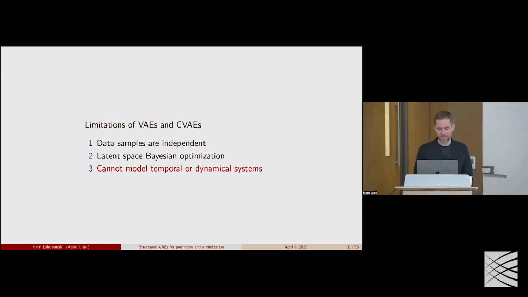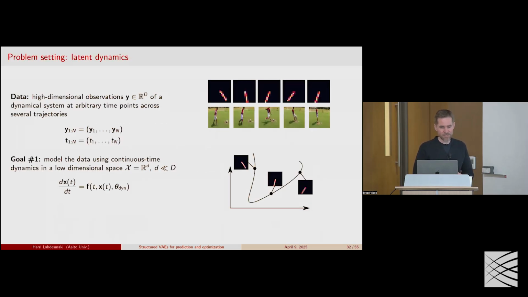Although it turns out that they are, of course, easy to extend in the direction as well. And the problem setting is that we have high dimensional observations, Y, of a dynamical system at arbitrary time points and across many trajectories. So time points, arbitrary, and then the corresponding measurements. And the measurements in this case could be, for example, images or single cell data. And the goal is to model the data using a continuous time dynamics in a low dimensional space.